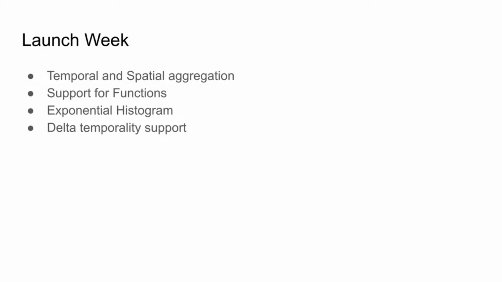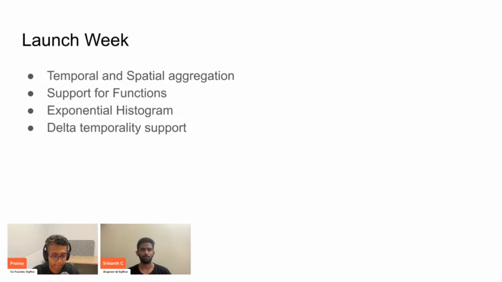So we have several things to share. They are temporal and spatial aggregation. If you are a long-term SigNoz user, you would know that there's only one level of aggregation per metric. Going forward, you will have the ability to apply different aggregation on the time axis and different aggregation on the dimensions. And we started adding support for functions. And for the OpenTelemetry users, we have support for exponential histograms. And again for the OpenTelemetry users who come to use SigNoz, we added support for delta temporality.